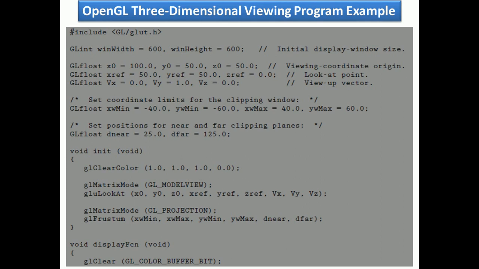Then GLfloat xref, yref, zref. These are the reference point, or the lookat point. Then next we are initializing the parameters for the view up vector, that is Vx, Vy, Vz. Then next we are setting the coordinate limits for the clipping window, that is xwMin, ywMin, xwMax and ywMax. Then next we are setting the positions for the near and far clipping planes, that is dnear and dfar, which are of type GLfloat.